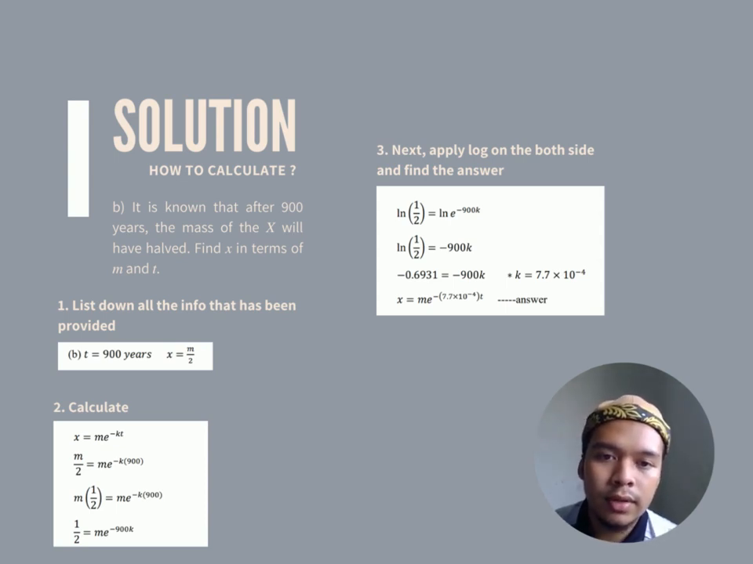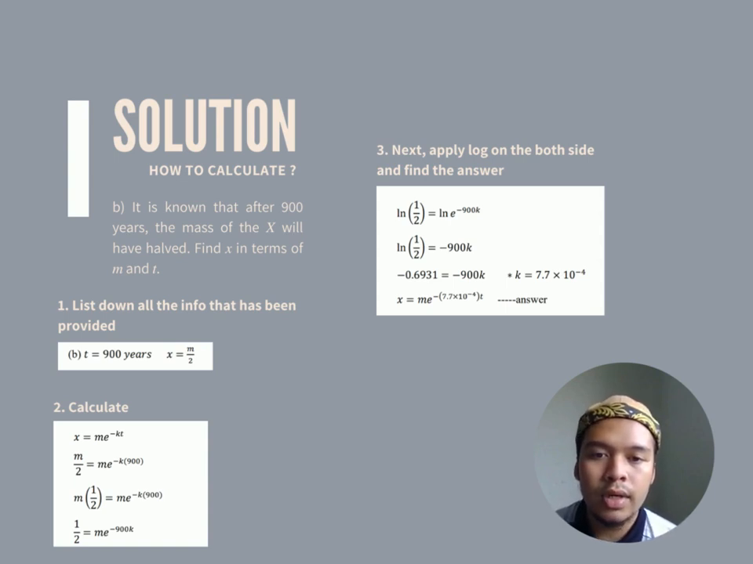From the equation, ln and exponent will be eliminated because they meet each other. So the equation will be ln 1/2 equal to negative 900K. ln 1/2 is negative 0.6931 equal to negative 900K.